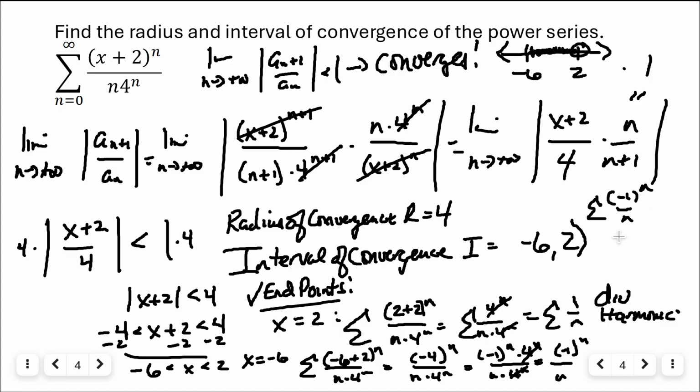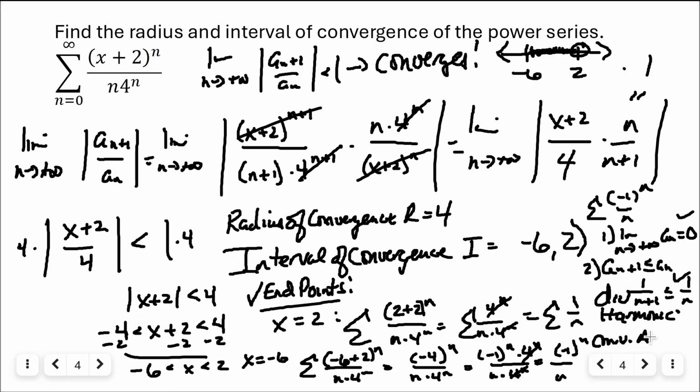That's an alternating series. So the question is, does this converge with the alternating series test? Well, the alternating series test says the limit as n goes to infinity of a sub n has to be 0. Well, it is, right? You have 1 over n. Remember, you ignore the alternating part. And then a sub n plus 1 has to be less than or equal to a sub n. The next term has to be less than or equal to the one before it. So that would be 1 over n plus 1 has to be less than or equal to 1 over n. Yeah, that's certainly true. So then this converges by the alternating series test. So the -6 counts and gets a bracket. It's like getting a closed circle there. And that's the radius and interval of convergence.